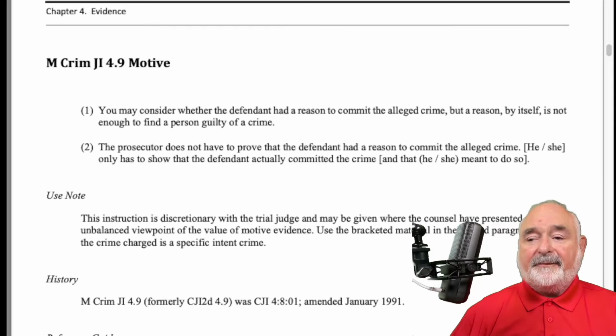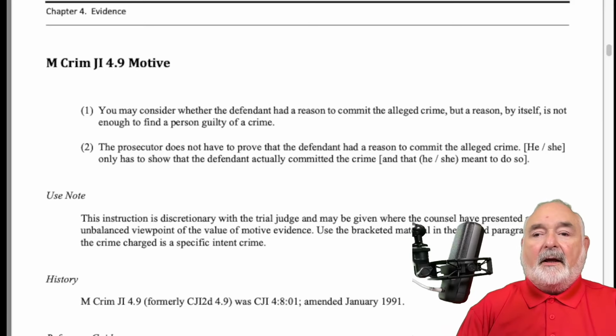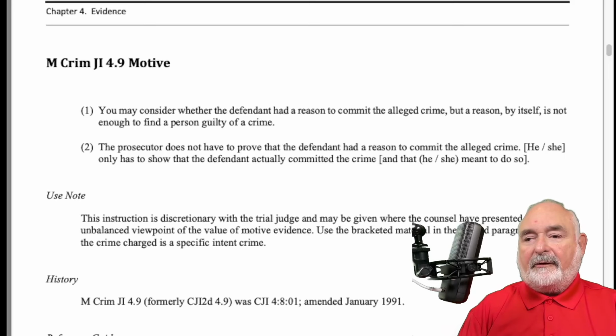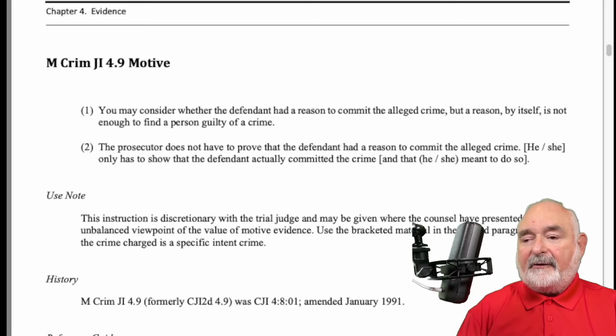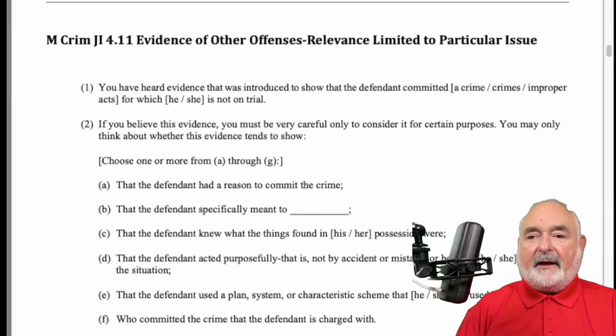Important. Motive. Everybody knows that you don't have to prove motive when you prove a homicide, but you may consider whether the defendant had a reason to commit the alleged crime, but a reason by itself is not enough to find a person guilty of a crime. The prosecutor does not have to prove that the defendant had a reason to commit the alleged crime. He only has to show the defendant actually committed the crime and that he or she meant to do so. And of course, they can add that last part if the defense requests it and if the evidence supports it. Now, this is something that I think was relevant in the Murdaugh trial, right?